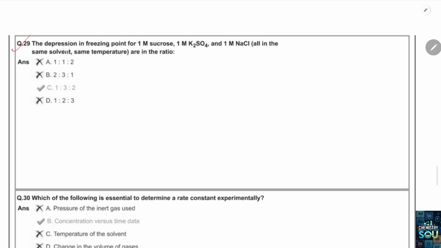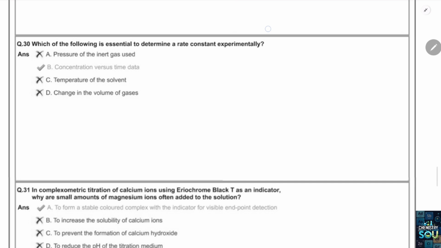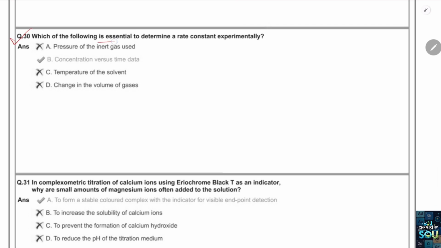In question number 29, the depression of freezing point of 1 molar sucrose, 1 molar K2SO4, 1 molar NaCl in the same solvent, in what ratio? Depression of freezing point is a colligative property, and colligative properties depend upon the number of constituents present. In sucrose, which is non-dissociative, the i value is 1. For K2SO4, the total number of ions is 2K+ and SO4 2-, so the i value is 3. For NaCl, this is 2. So the ratio is 1 to 3 to 2. Option C is correct.